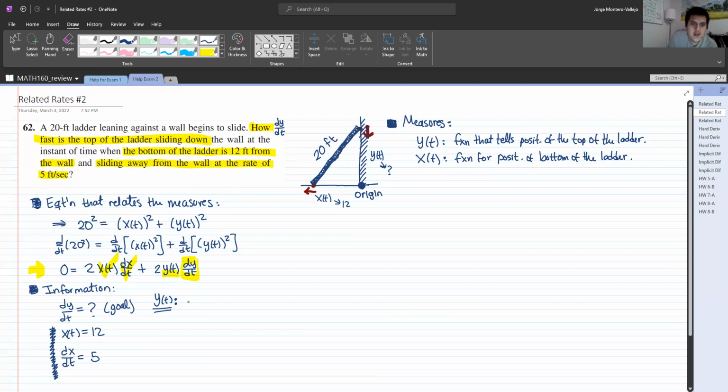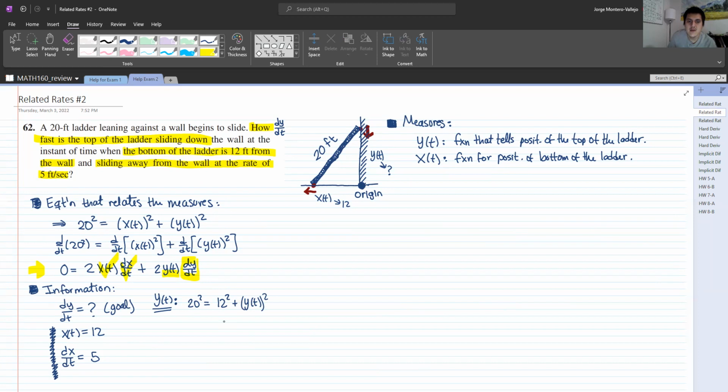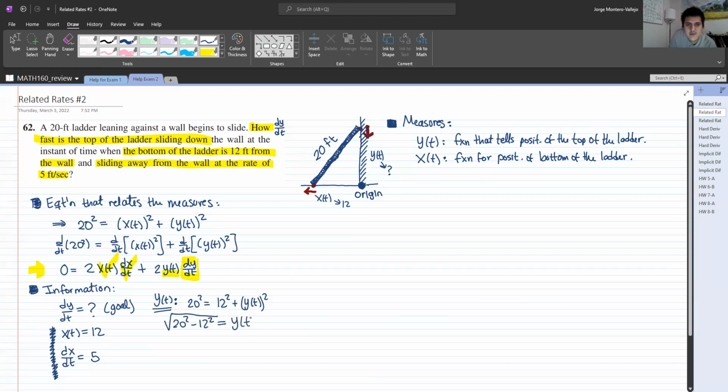So then 20 squared is equal to 12 squared, right, plus y of t squared, right? And we are solving for y of t. So we just need to do 20 squared minus 12 squared and then take the square root of that. That is y of t.